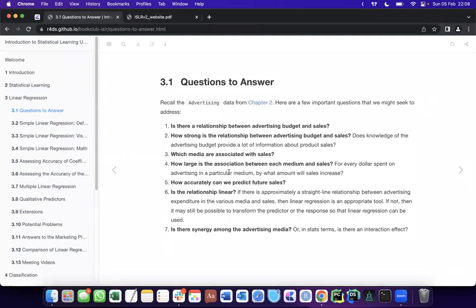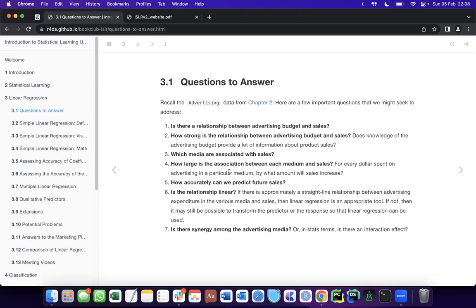So some of the questions could be about the relationship, either between advertising as a whole and sales, or each particular medium being associated with sales. And then we can say, how strong is that relationship, or how large is that particular association? Can we take the information that we have, and can we accurately predict future sales? Can we infer from what we have to get future sales?